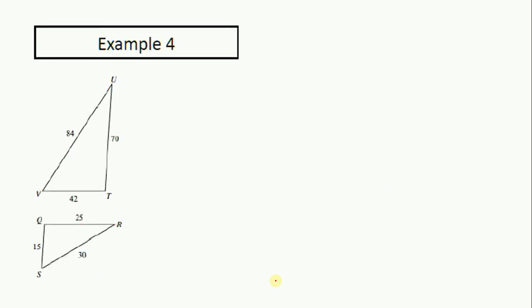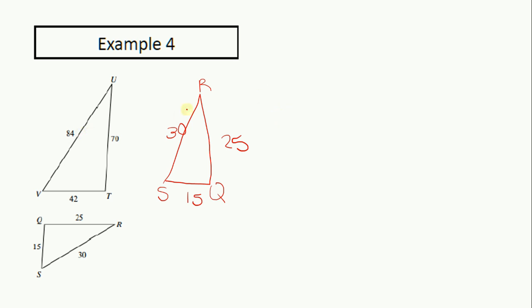Fourth example of the video, and the last one. So let's go ahead. You know what? I think I'm going to draw this guy down here so he looks similar to that guy. Otherwise, I think I might get confused. So it looks like it will be S, R, and Q. S and R have 30, S and Q is 15, and this is 25. That way it makes it easier for me to see what sides relate to what side.